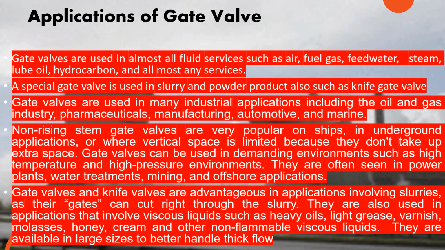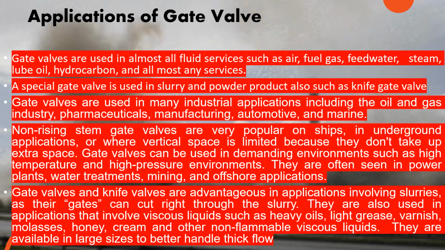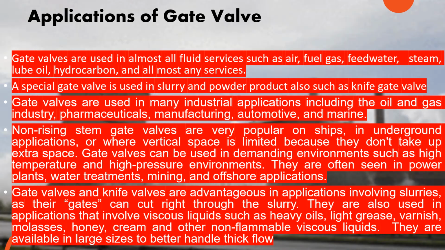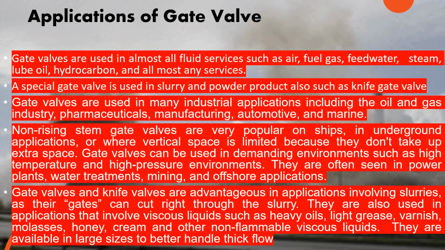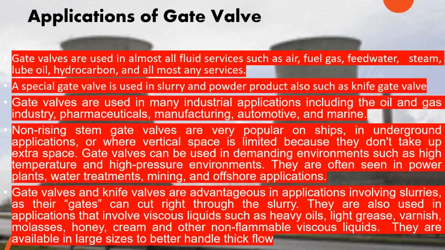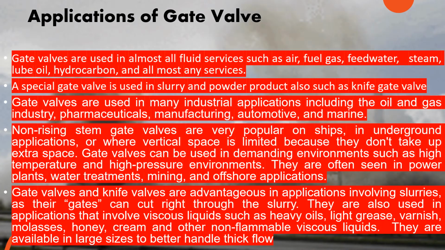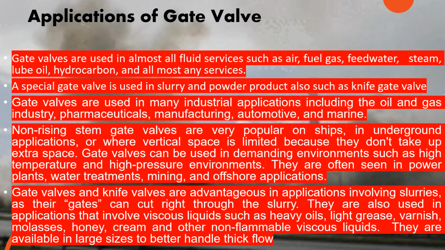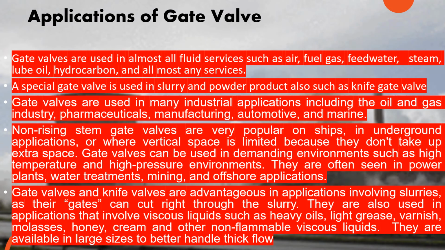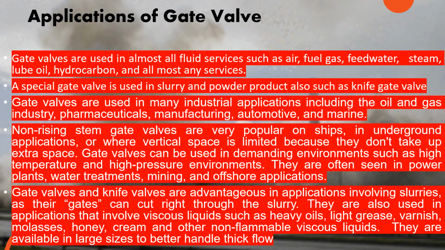Gate valves have a very vast application in any industry. They are used for all fluid services including air, fuel, gas, feed water, steam, lube oil, hydrocarbons, etc. A special type of gate valve, called the knife gate valve, is used for slurries and powder products. Gate valves are used in the oil and gas industry, pharmaceutical industry, manufacturing, automobile, and marine industry; everywhere we will find gate valves because they are very common in any industry.